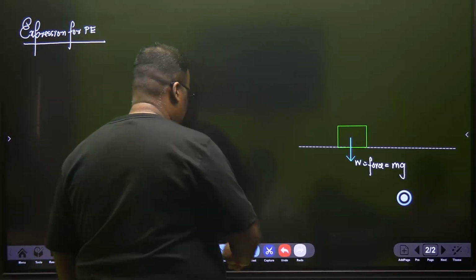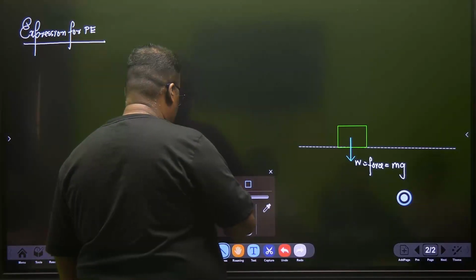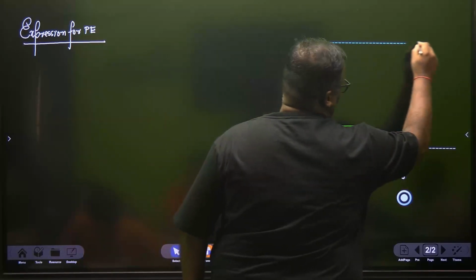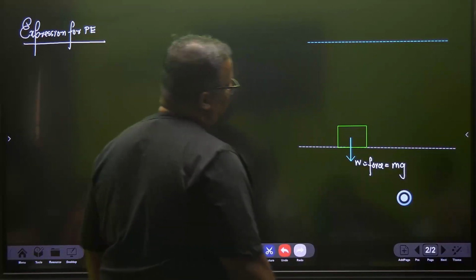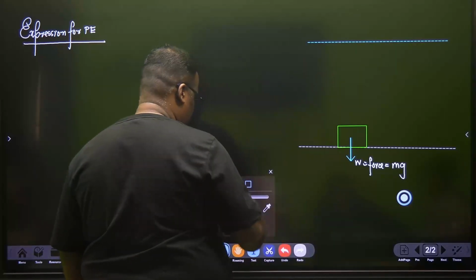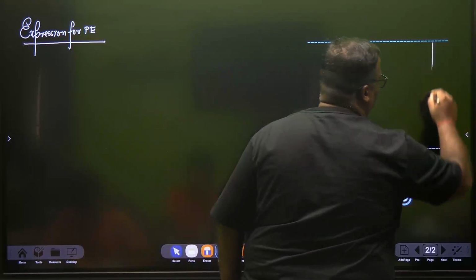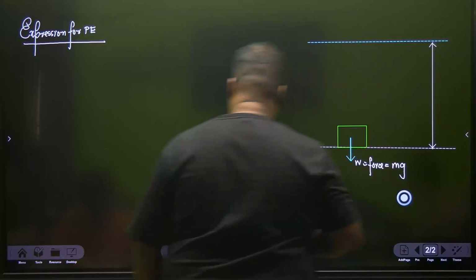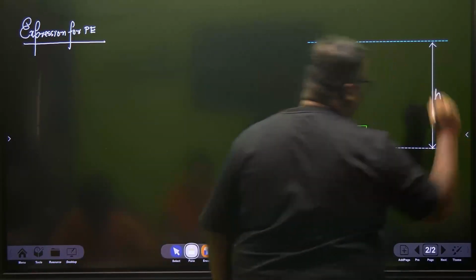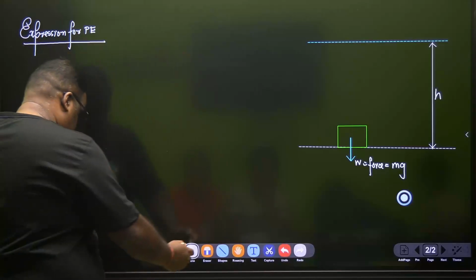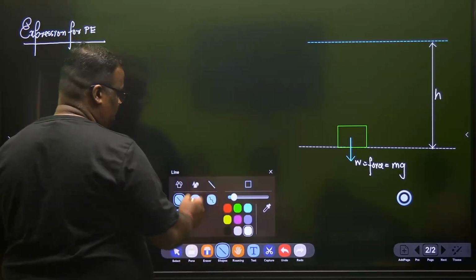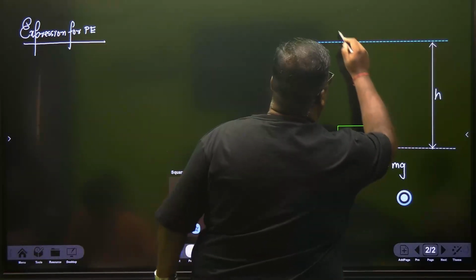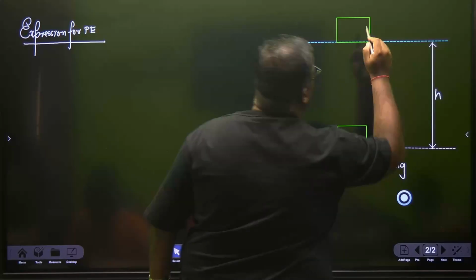Right? Now this body is to be lifted, and it is being lifted without any acceleration. So we are lifting it to a height, let's say, to this much height. Let's say our height is h. H is the height through which the body will now be lifted. Okay? So let's bring our body. And you are lifting it with zero acceleration.